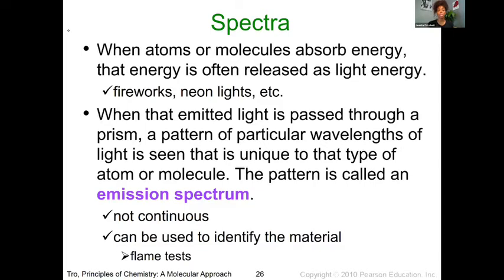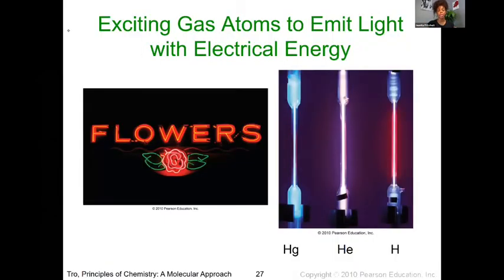This is also associated with some flame tests that you may do in the laboratory. If you see here, we have these gas tubes or even neon lights. The molecules in there are able to absorb some energy, and when they relax back down, they emit energy in the form of light, and you end up seeing these distinct colors associated with those materials.